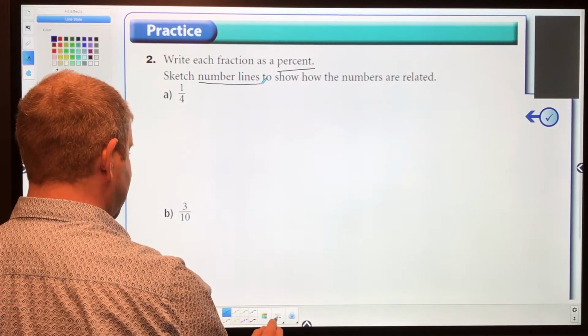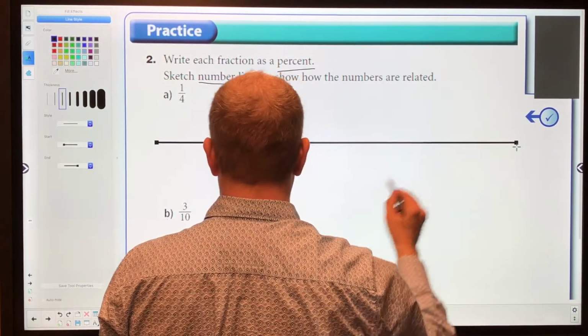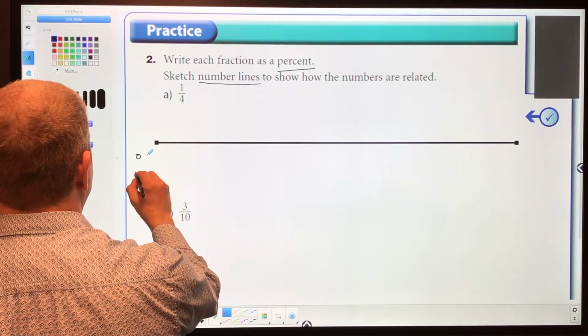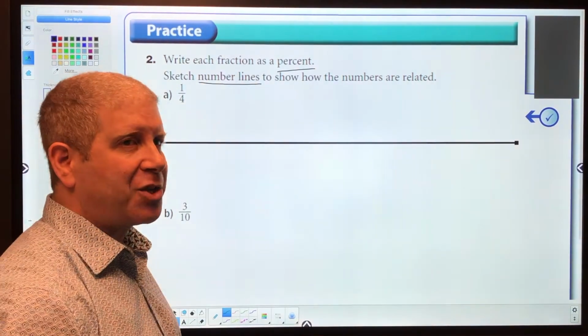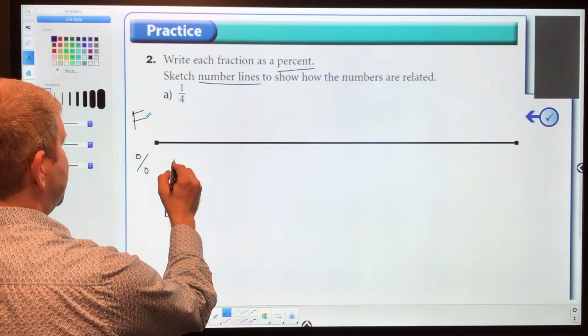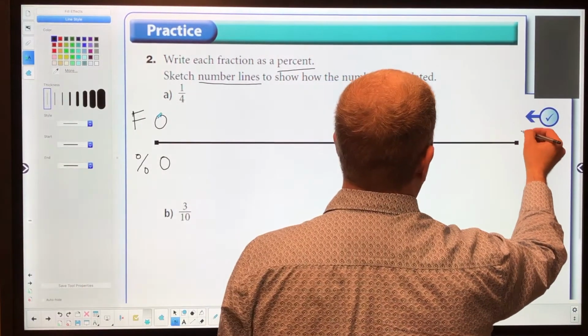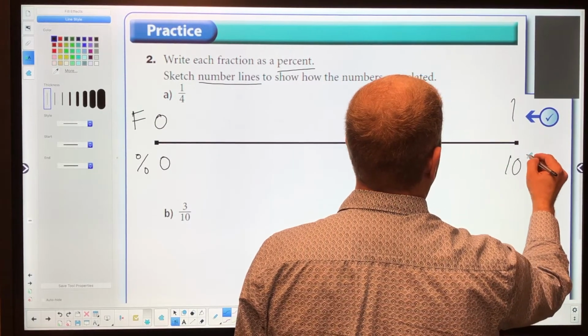So I'm going to first make myself a line. Here we go. All right, here is a line tool. There we go. Okay, so we're gonna start over here and we're gonna say that down here is gonna be percent. And up here, I'm gonna put F for fractions. Where it says percent, we're gonna start with zero, and fractions also gonna be zero. All the way over here, we're gonna have the fraction of one, which is also equal to 100%.